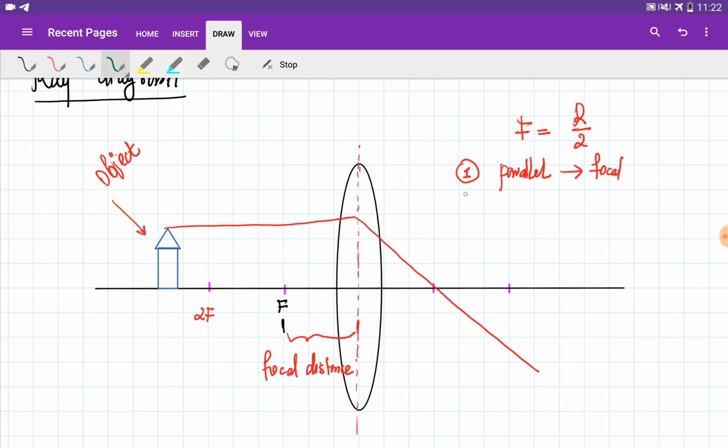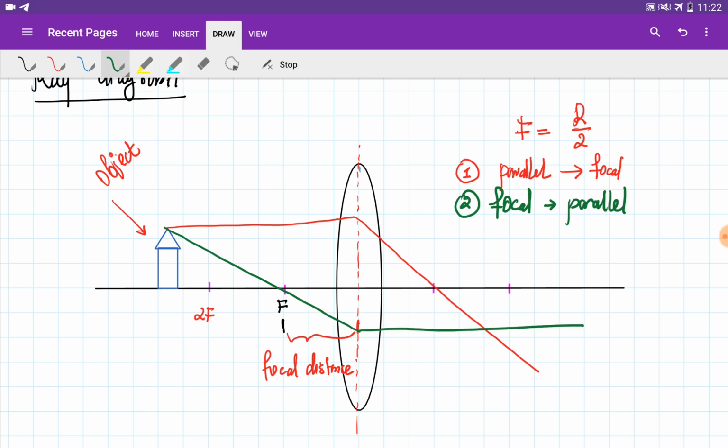Step number 2 is we draw a line which passes through the focal point first of all, then parallel to the optical line. In step number 3, we draw a line which goes exactly through the center of the lens. The intersection of the 3 lines is going to tell us where the image is going to be. So this is going to be our image.